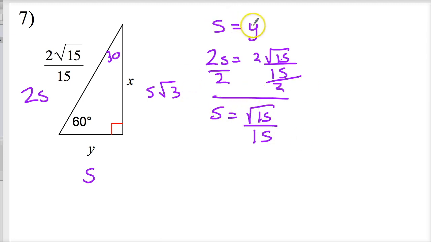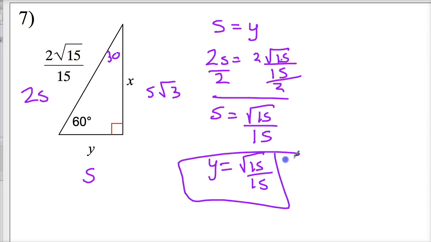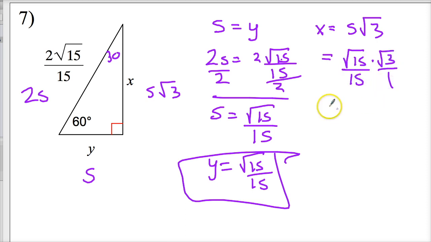So side is equal to y, so y is also equal to square root of 15 over 15. So this first part, my x value is side square root of 3. So square root of 15 over 15 times the square root of 3, and remember it's over 1 here. So I've got my equal sign there, and square root of 45, because 15 times 3 is 45, over 15.